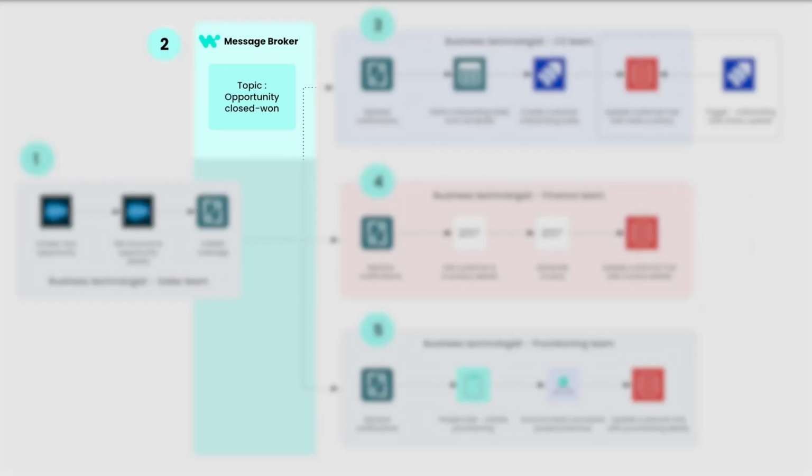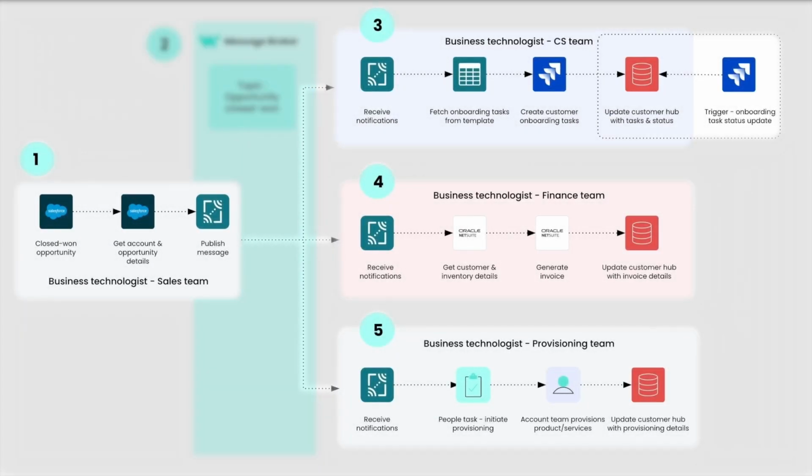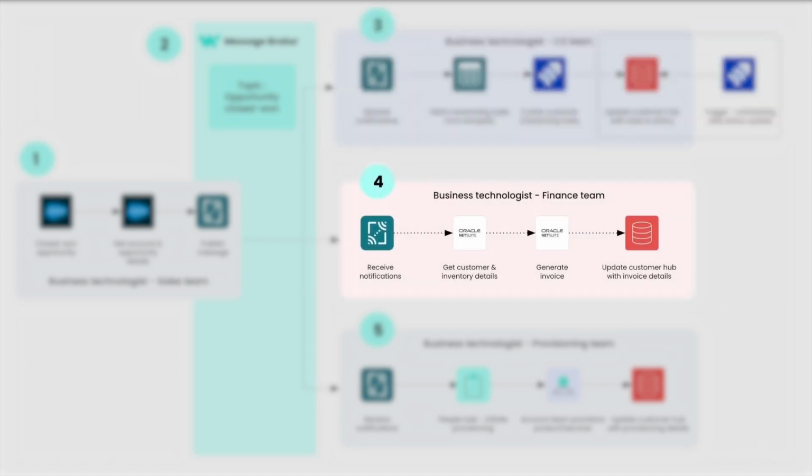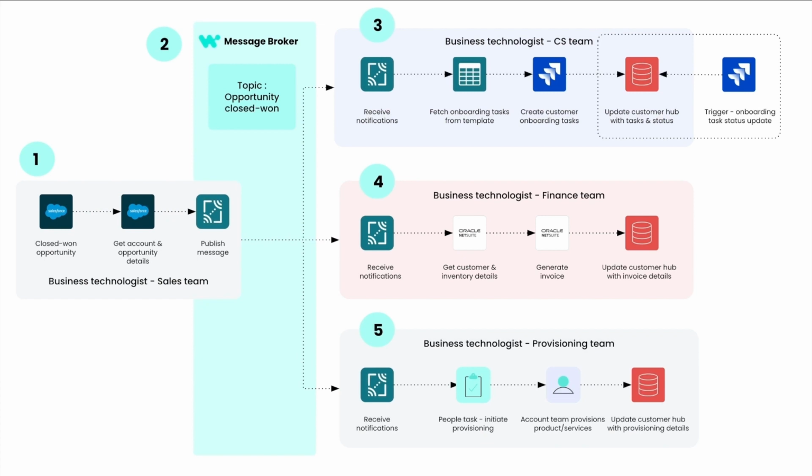In step 2, we see the message broker streaming the messages in real time to all the subscribers. Various subscribers receive the message in real time and execute specific tasks. Like in step 3, the customer success team sets up onboarding task list in Jira, and in step 4, we see the finance team generating invoice, and so on. This choreography pattern provides independence to each workflow and improves the fault tolerance as well.